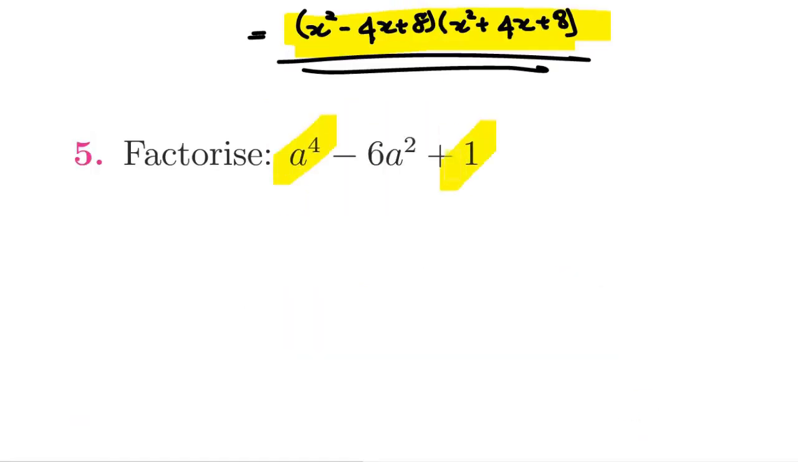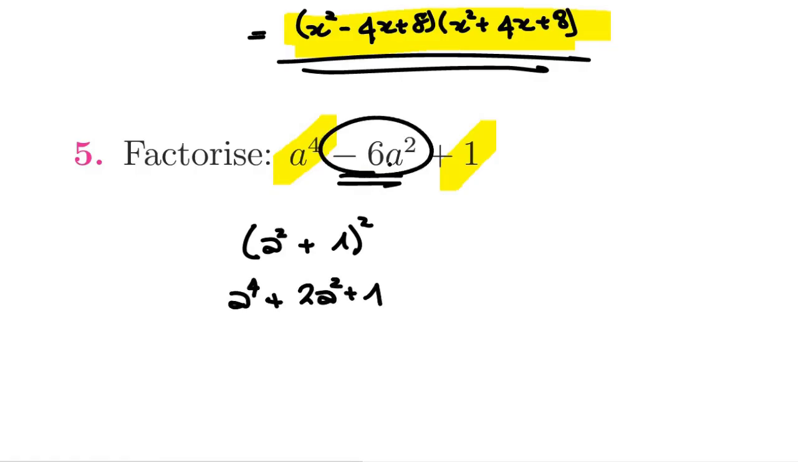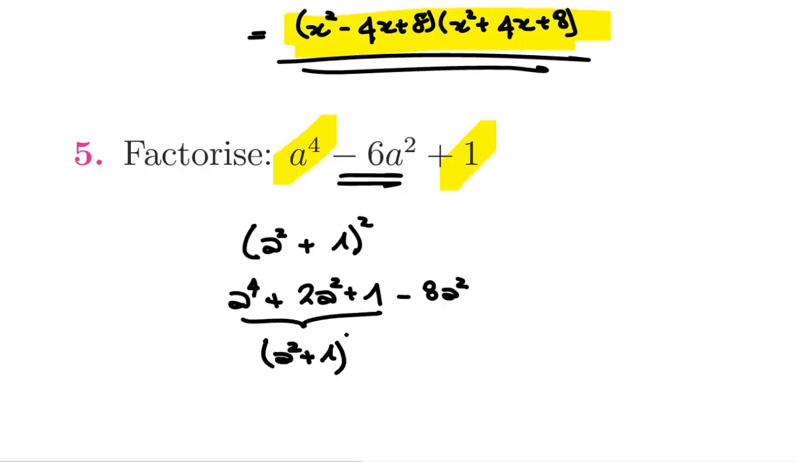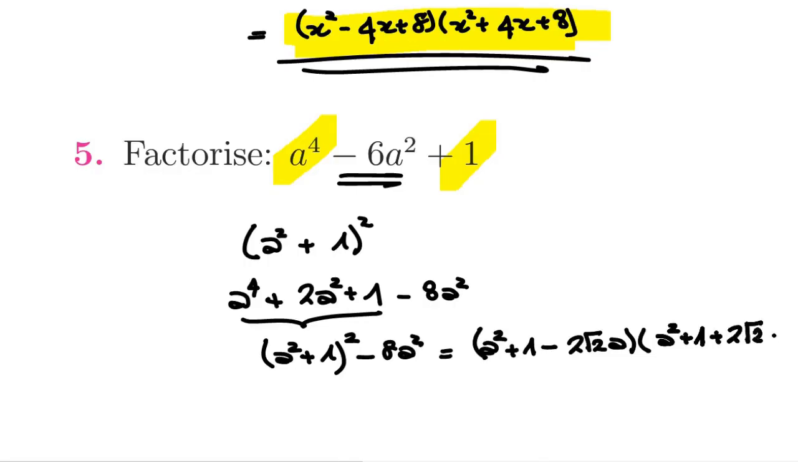First, let's think about where these come from. They come from a squared plus 1 squared. But here it's either positive or negative. This will determine it. Let's try it. If it were positive, it would be a to the fourth plus 2, a squared plus 1. To get minus 6 a squared, there also needs to be a minus 8 a squared here, okay? So for this, we need to say the exact square of a squared plus 1 minus 8 a squared. If we're going to separate this using the difference of squares, we write it as a squared plus 1 minus 2 root 2a and a squared plus 1 plus 2 root 2a. That's how we separate it.